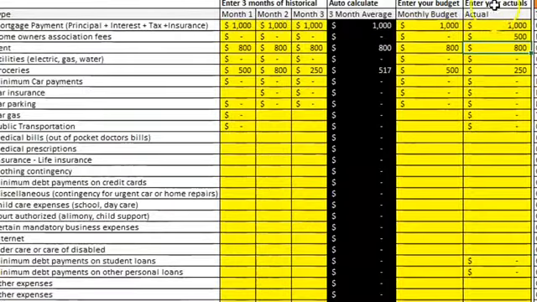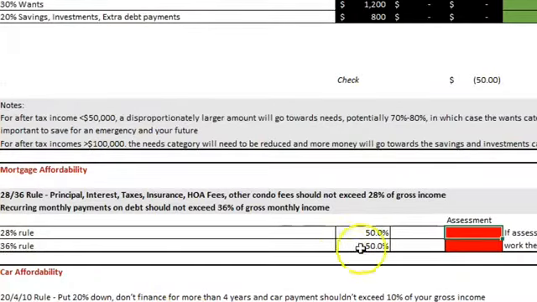Now, if I were to change this and take this principal, interest, taxes piece up to $2,500, and I go back to the summary spreadsheet, what you'll quickly see is the assessment has changed to red, because now we are saying you're at about 50% of your gross income, so this is potentially a problem and you're potentially going to get rejected.